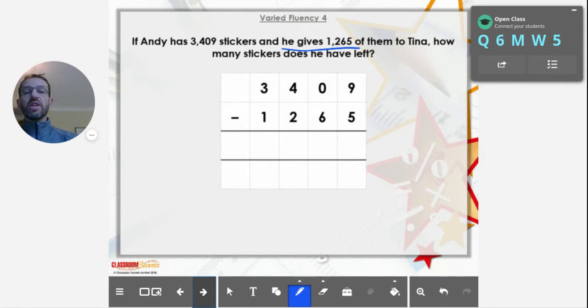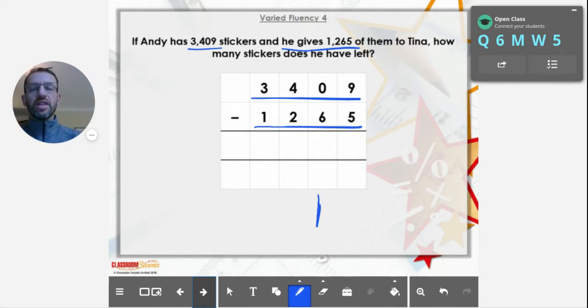Going to check the numbers they've written down here. 3,409, yep, lines up with that. 1,265 adds up with that. And I've just got to take away. And I'm going to look again. Have I got to do any exchanges? Can you see the exchange? There's 1 there. Yep, it's in the tens column. Well done. 9 take away 5 is 4.